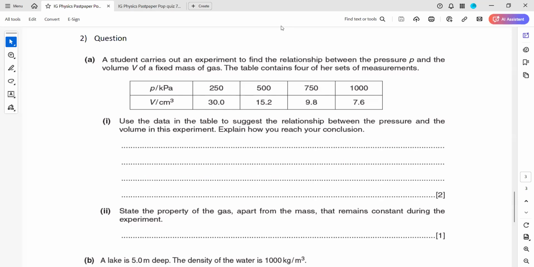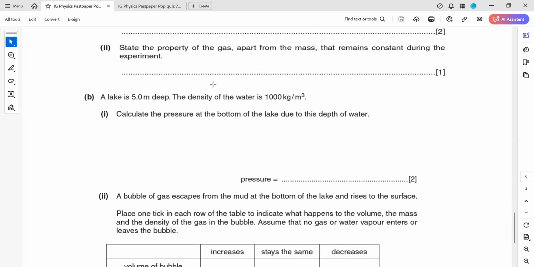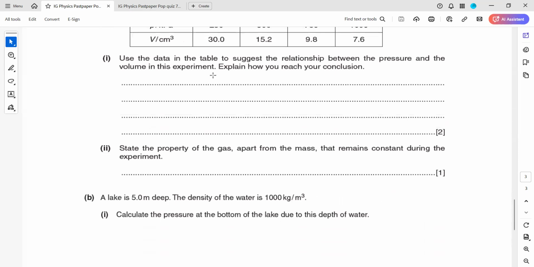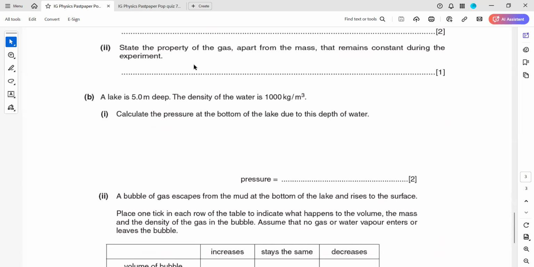Because of the transition of electrons. State the property of a gas apart from the mass that remains constant during this experiment. Yes, when we apply Boyle's law, the temperature should be constant as well, because the temperature can affect both the volume and the pressure.